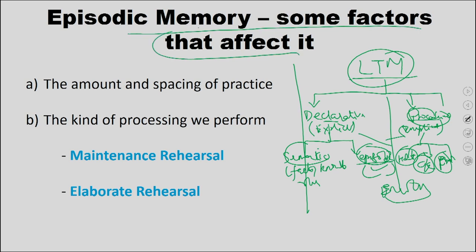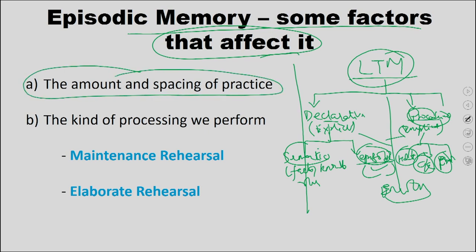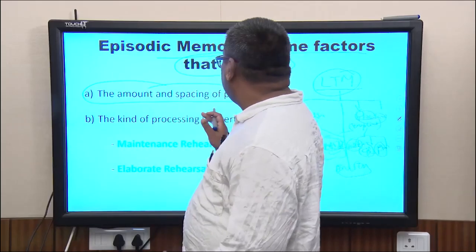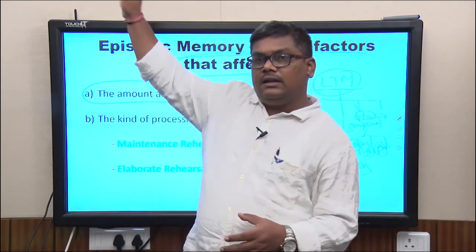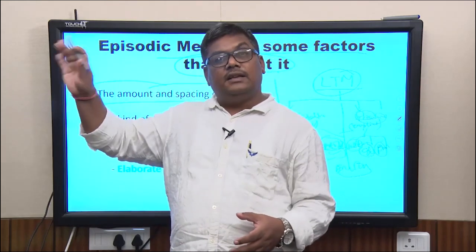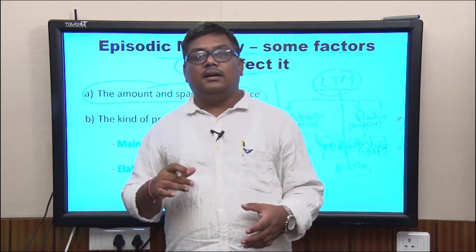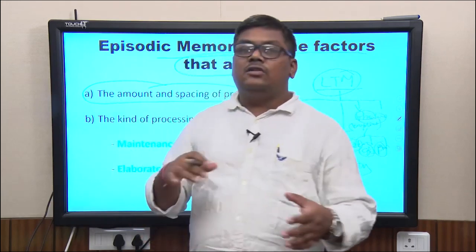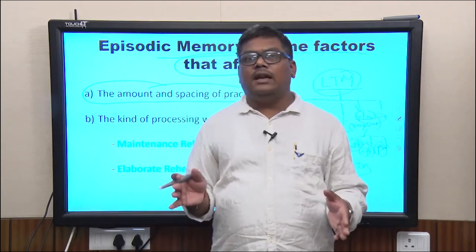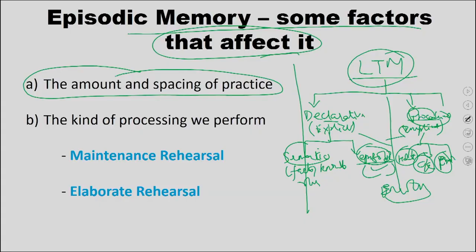Episodic memory: some factors that affect it. Some of the factors which affect episodic memories are, one, the amount of spacing and practice, how much spacing you do, or how much time has elapsed between you experiencing a particular event. The more time that has elapsed, the better the memory will be. If you remember the idea about spacing that we did in the first slide, where we looked at how Ebbinghaus did something called mass practice versus spaced practice, the same thing is there. So the more time you provide between practice sessions, the better the retrieval will be of those memory items.